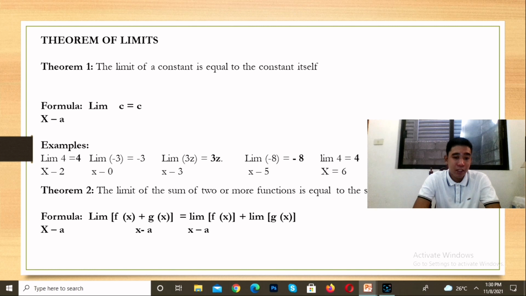Theorem 2: the limit of the sum of two or more functions is equal to the sum of their limits. Formula: limit of f of x plus g of x, as x approaches a, equals limit of f of x as x approaches a, plus limit of g of x as x approaches a.